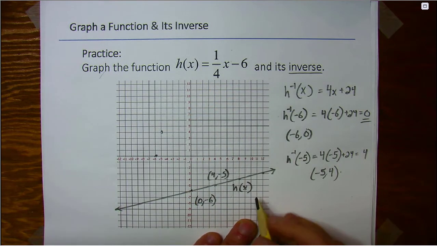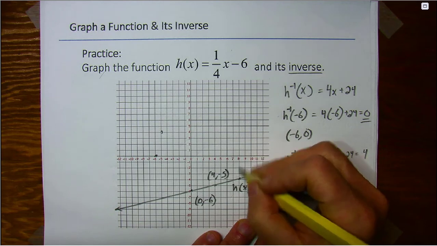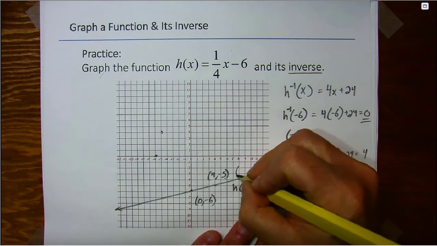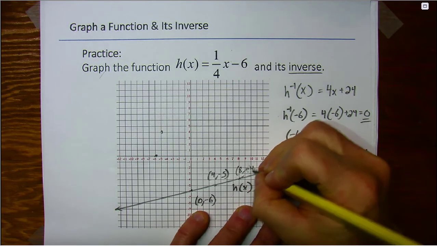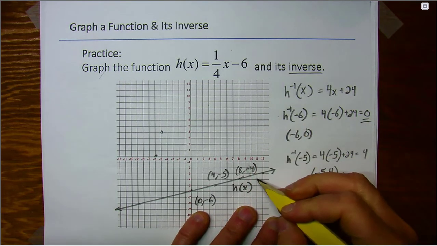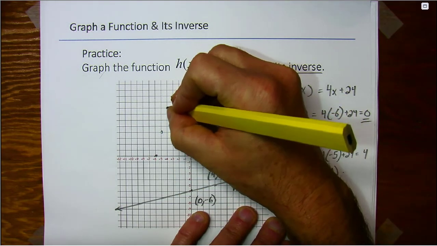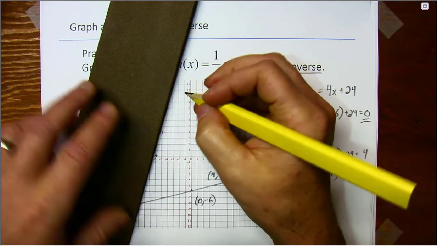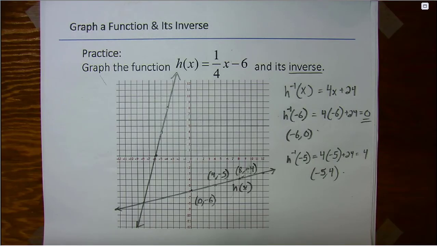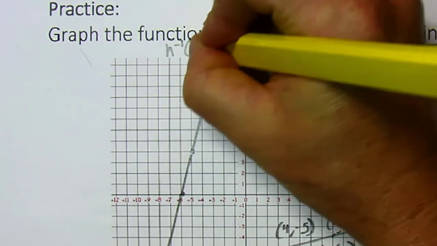Now we can speed that up a little bit. Here's one more point. 8, -4 was a point on the original, and therefore -4, 8 is a point on our inverse. So there's 3 points. That's enough to see our line. And there's our inverse function, h inverse of x.